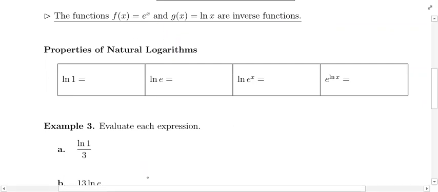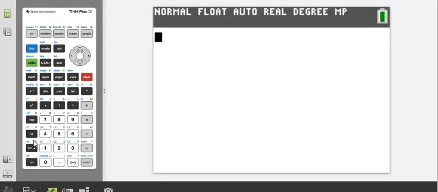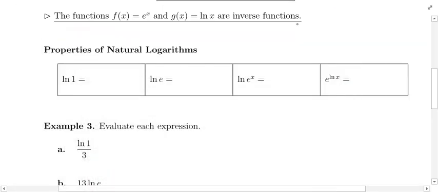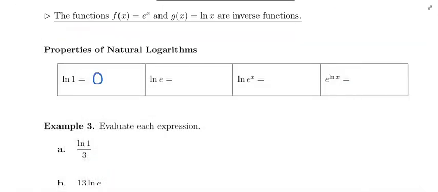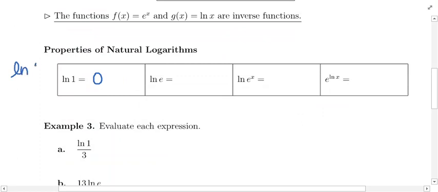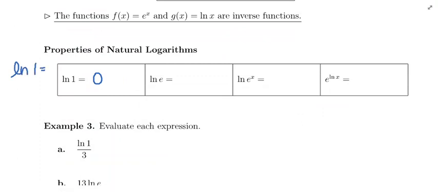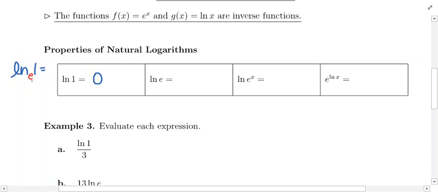So what's the natural log of 1? This time you can actually pop it into the calculator. The natural log of 1 is 0. Why is that? We're looking at the natural log of 1, and this is saying if we take our base, which is e, what do we need to raise e to get 1? And the answer is 0 because anything to the 0 power is 1.